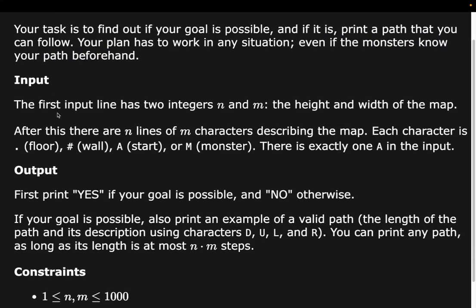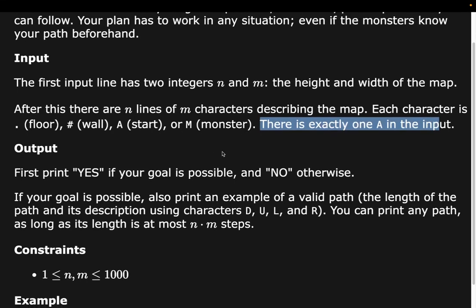So the input contains first integers n and m, that is the height and width of the map. After this, there are n lines of m characters. Each character is either a dot, a floor where you can walk, a hashtag, that is a wall where you can't walk, A, that is the start point, and M, which denotes a monster. There can be multiple monsters. There is exactly one starting point in the input.